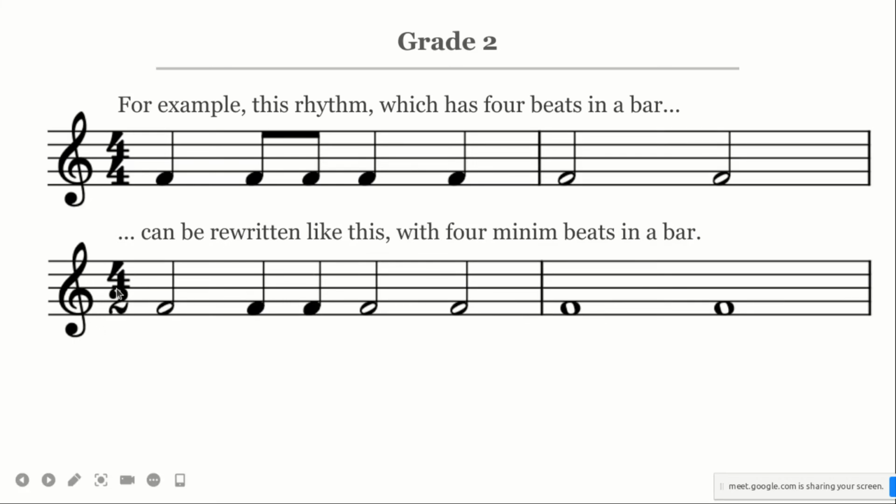Now look at this one. What are the number of beats in each bar? 2 minims. Not 2 in a bar. The top number tells you the number of beats. Okay. 4 minims in a bar. So the first note is how many beats? The first note is 2 counts. But the beat is a minim. You said 4 minim beats.